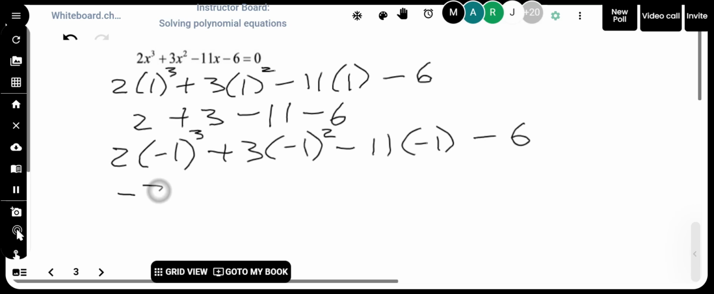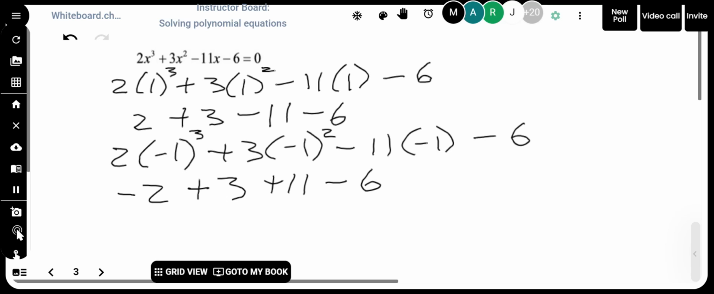So this would be minus 2, right? This would be plus 3. This would be plus 11. And this would be minus 6, if my math is right. And unfortunately, I think we're out of luck again because neither of those, plus or minus 1, worked, and that's just the nature of how this works. Sometimes it takes more than just plus and minus 1 for this to work, and that's not always the answer. It doesn't seem to be the answer here because plugging in 1 did not work. Plugging in minus 1 did not work.